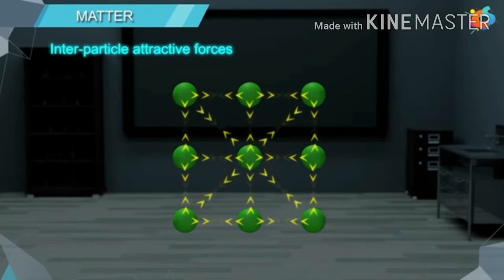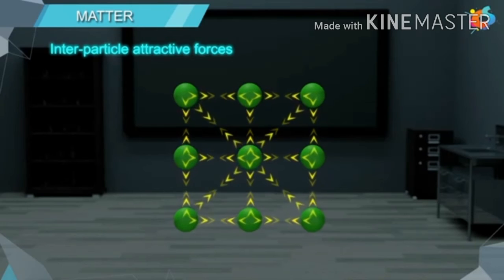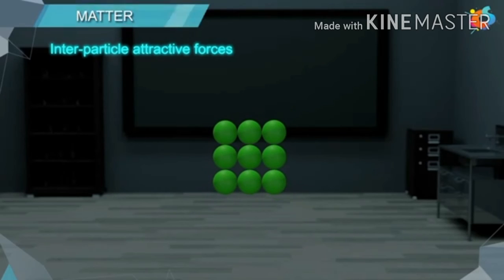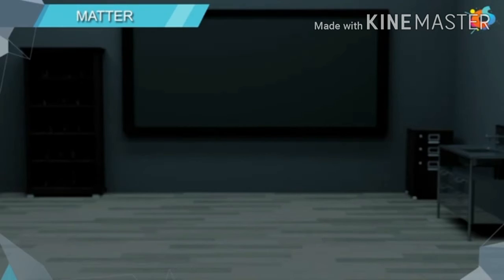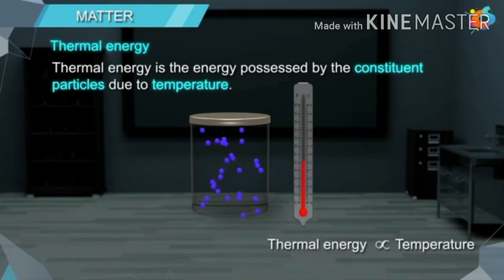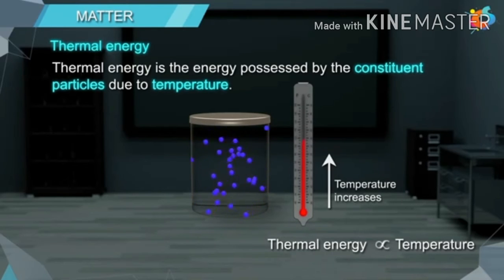Interparticle attractive forces are the forces that always tend to keep the constituent particles such as atoms, ions, and molecules closer to each other. Now let us understand what thermal energy is. Thermal energy is the energy possessed by the constituent particles due to temperature. This thermal energy makes the constituent particles move freely, and it is directly proportional to temperature. Due to this, as temperature increases, thermal energy also increases, and hence the movement of constituent particles also increases.